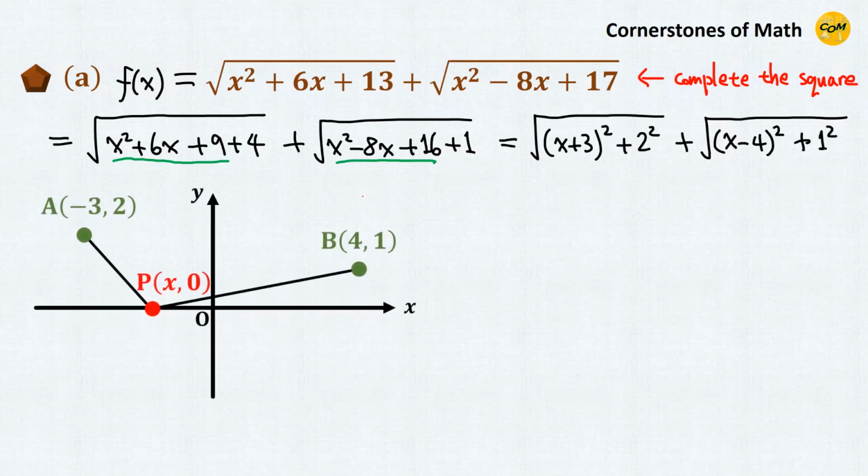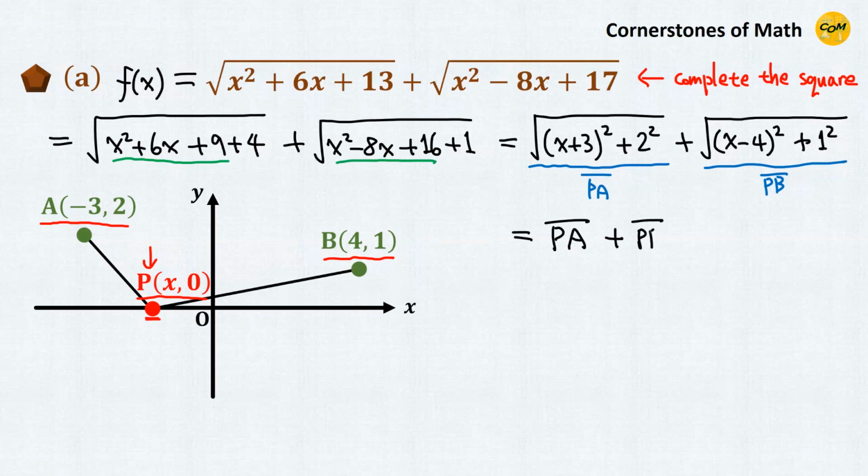Now on the xy plane, take points A, which is (minus 3, 2), B, which is (4, 1), and P, which is (x, 0). Here, this P is the point on the x-axis whose position changes as x changes. Then you can easily notice that this expression is equal to the distance PA, and this expression is equal to the distance PB. Therefore, f(x) represents the distance PA plus PB.